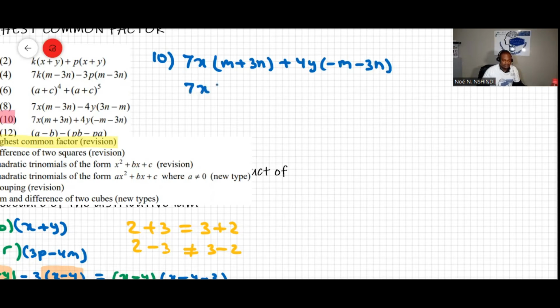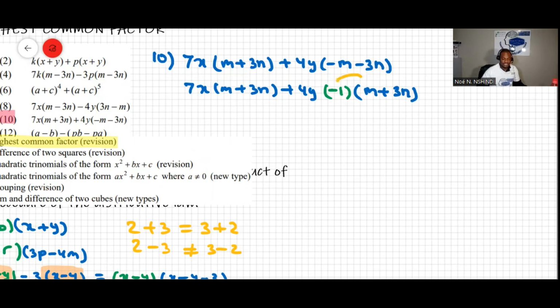Now, what can we do here? I'm going to write here 7x, m plus 3n. Over here I have negative m minus 3n. So I can take negative 1 as a common factor, so it's going to be plus 4y, I'll times here by negative 1. I take negative 1 as the common factor, and then this is going to be m plus 3n. Why? You can double check.